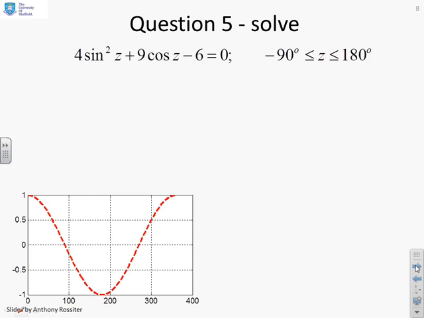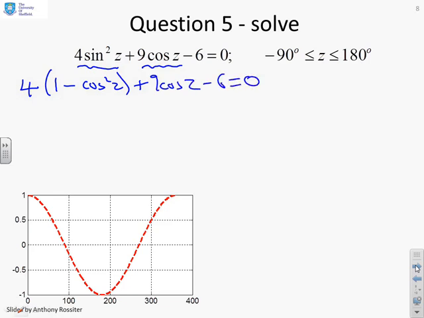Final question then. Solve this one. 4 sine squared z plus 9 cos z minus 6 equals 0. And again, you'll see because I have a cos z on its own, I can't easily eliminate that, so I'm going to eliminate the sine from this term here. So I'm going to write 4 into 1 minus cos squared z plus 9 cos z minus 6 equals 0.